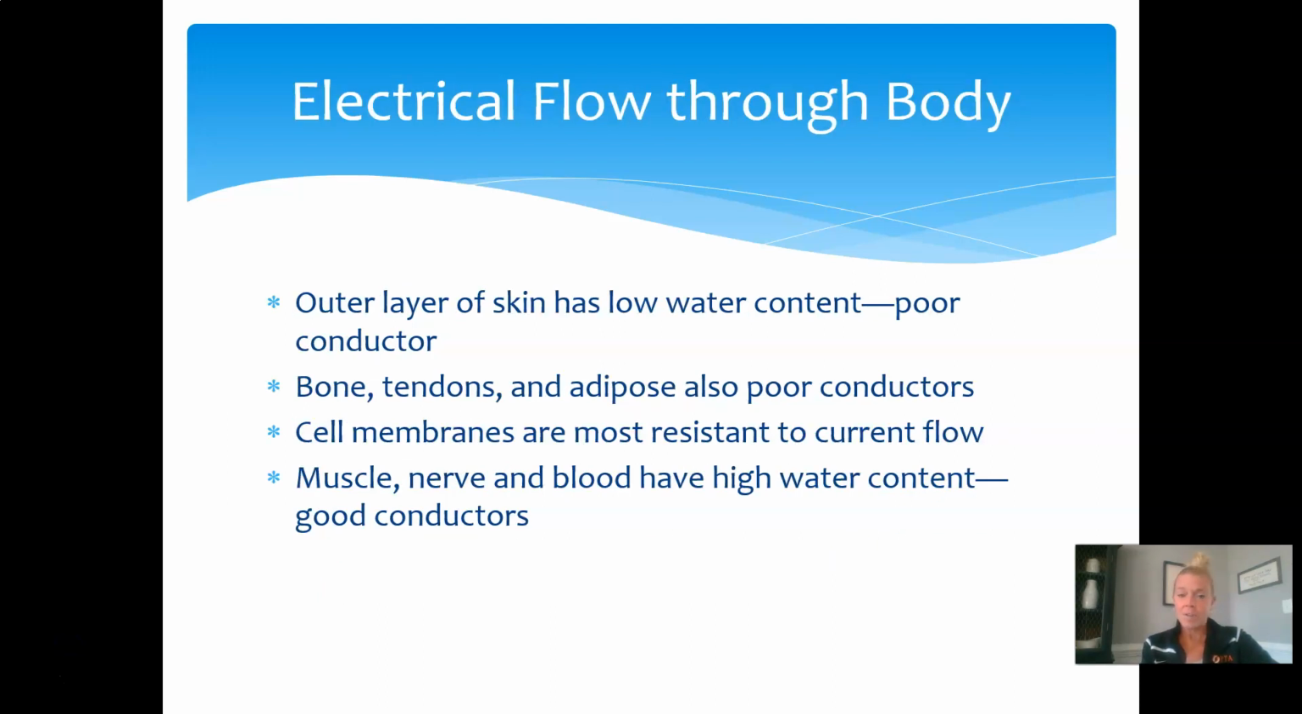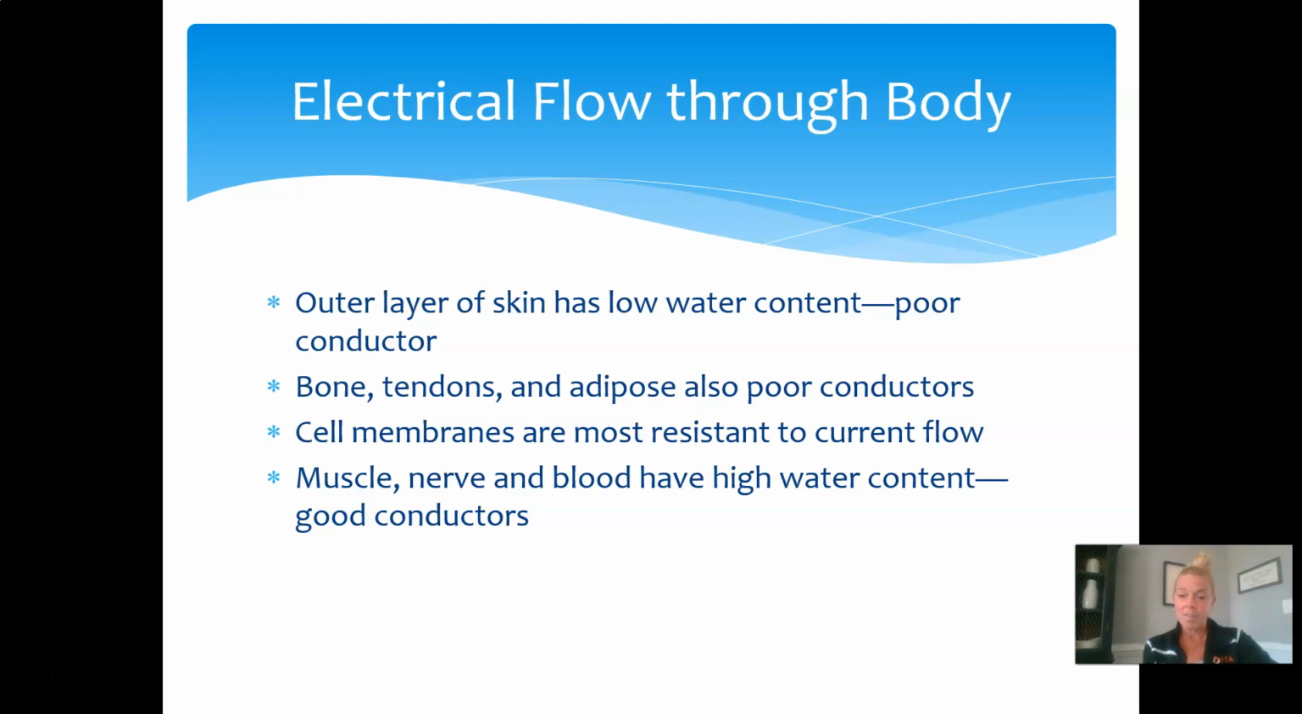As I mentioned in the first lecture, skin is going to be our primary resistor to Estim. That outer layer of skin is really, really dry, right? That's why it flakes off and we lose it every so often. But it has a very low water content, so it's a poor conductor. So that's why it's initially difficult for Estim to get into the tissue. Remember, bone, tendons, and adipose are also poor conductors. So this is, again, another instance where adipose is going to be more of an insulator of the underlying tissues. If a patient has a lot of adipose tissue, we do need to be concerned about whether we are going to be able to reach down to the target tissue for our treatment.